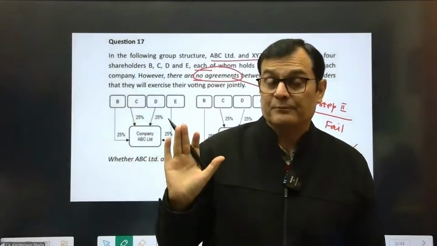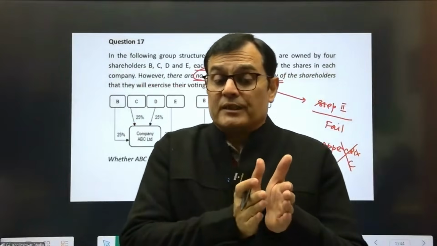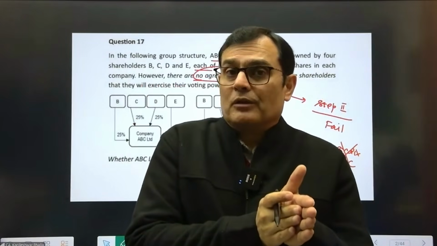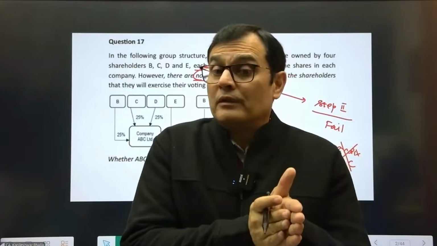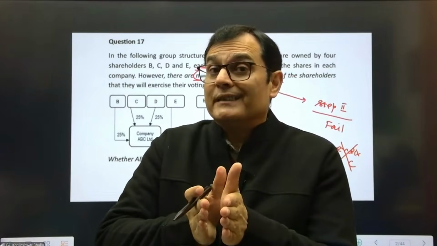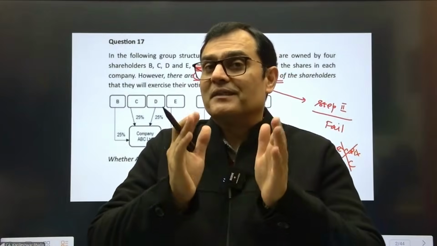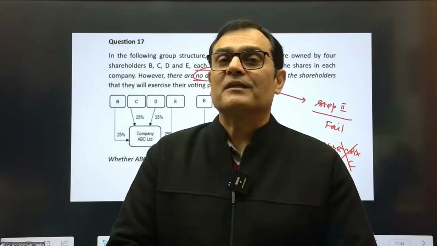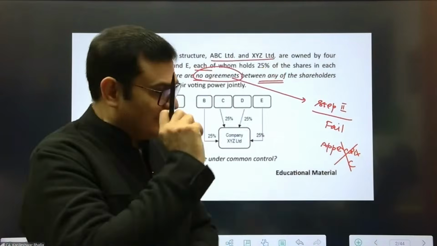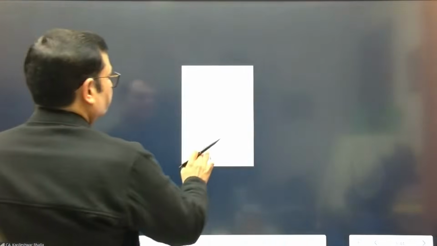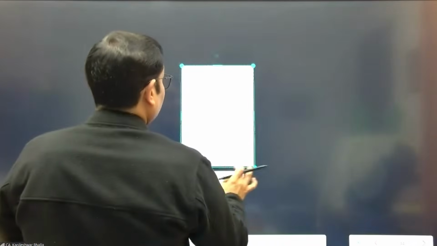But it cannot apply. So what is important is same parties control, but what is more important is that there should be an agreement between them that they're going to act jointly together. If they don't have an agreement, you're not allowed to be covered under common control. Let's now see the application of the third step. Now let's have a look at the application of the third step in this case.